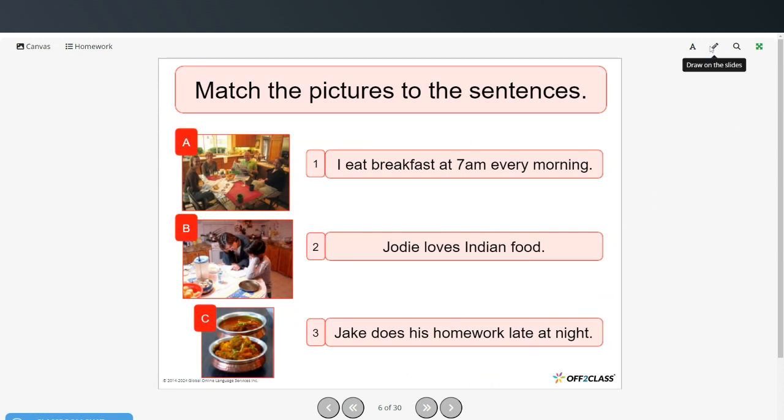So now we're going to match the pictures with the sentences. So I eat breakfast at 7 a.m. every morning. So that, I believe, would be picture A. Jody loves Indian food, picture C. And Jake does his homework late at night. That would be picture B.